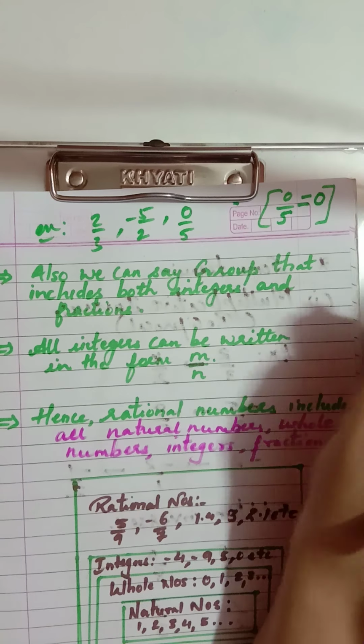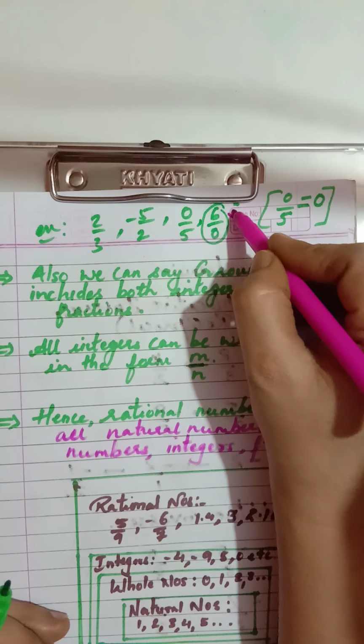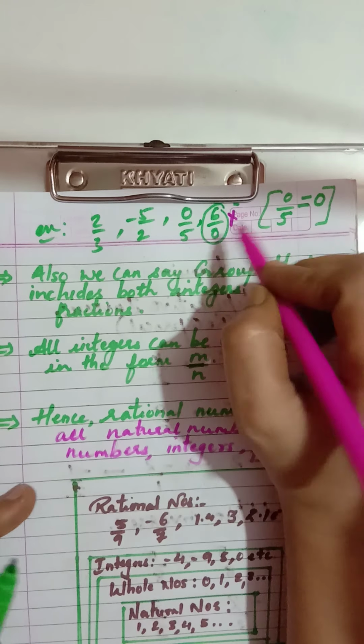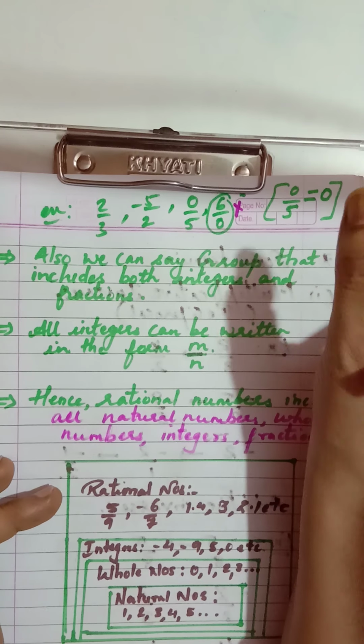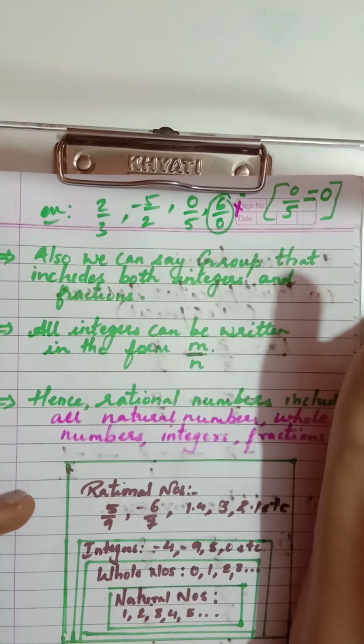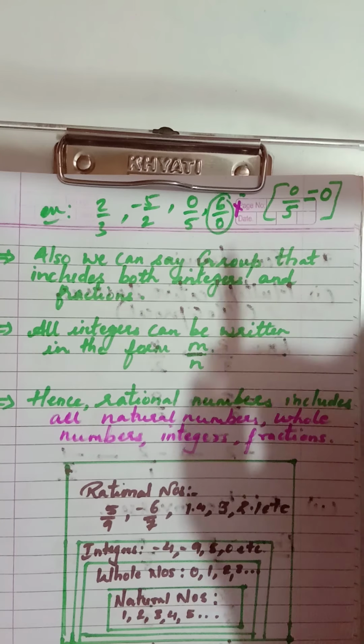But here if I write 6 upon 0, in the denominator if there is 0, then, child, this 6 upon 0 will not be a rational number. Why? Because the condition is that 0 cannot come in the denominator of a rational number. Clear? So these are all examples. You can write any examples of the rational number.